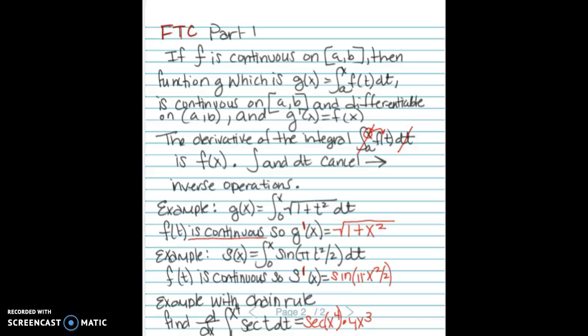You might notice that the a value changed to 1, where in the previous two examples it was 0. That's perfectly okay because the derivative of a constant, and it doesn't matter what the constant is, is always 0.